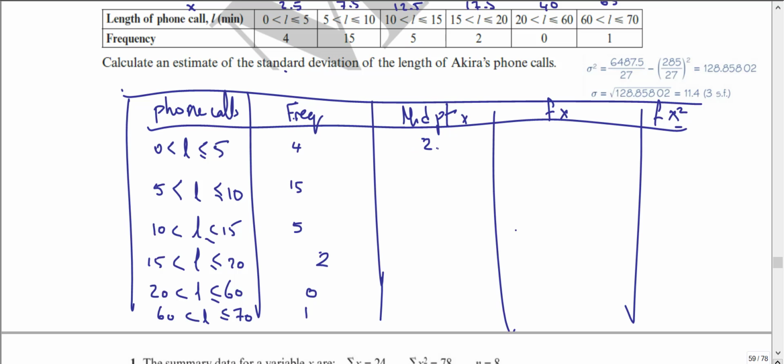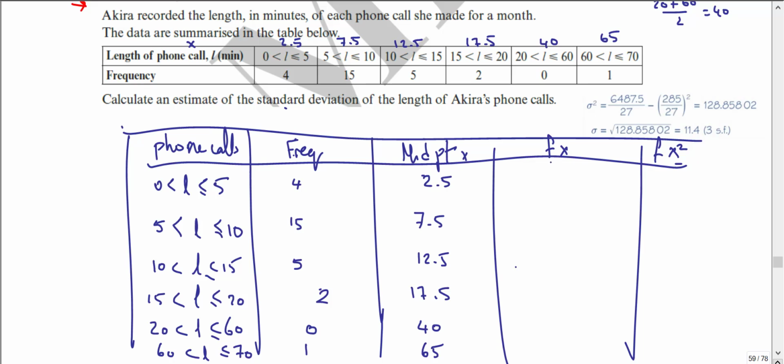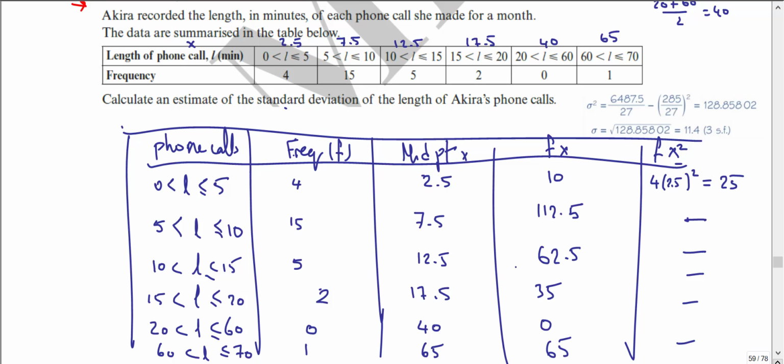We found them. Now 2.5, 7.5, 12.5, 17.5, 40, and the last one 65. And then what to do? fx. What's fx? This is f multiplied by x. So 4 times 2.5, get 10. And continue this way. 15 times 7.5.